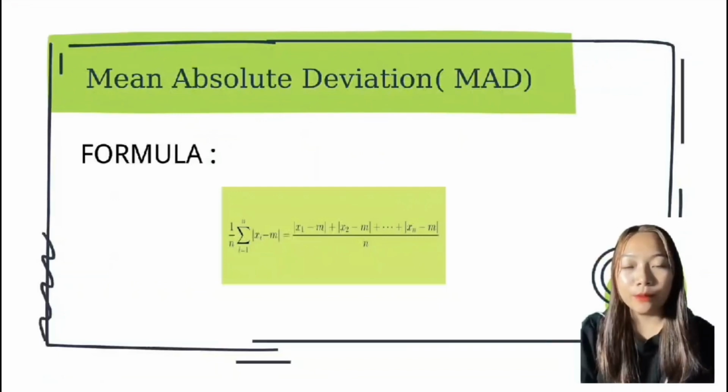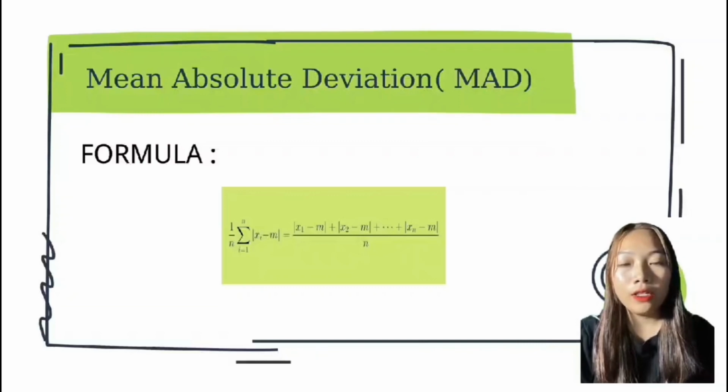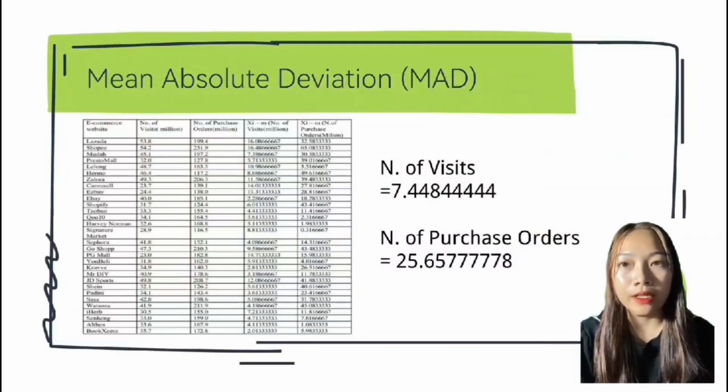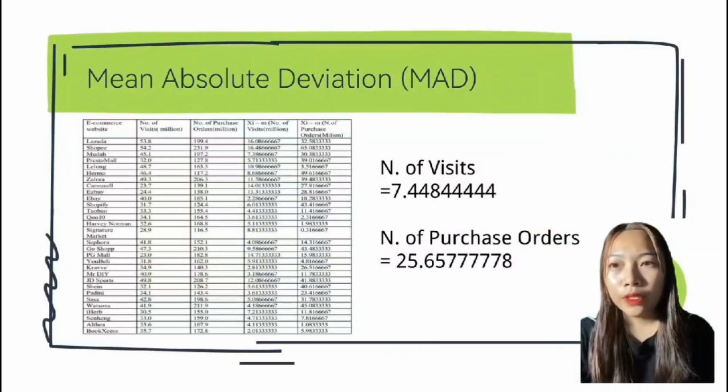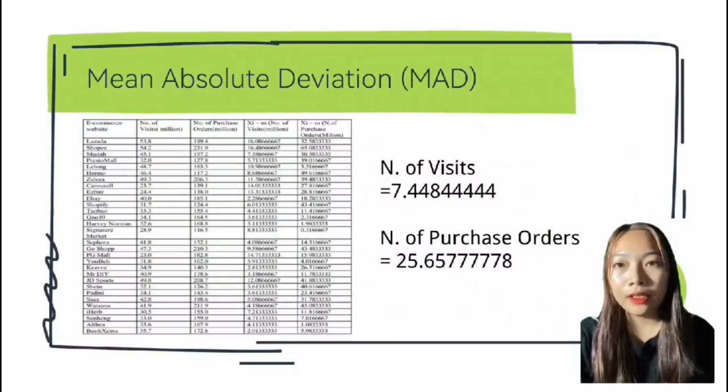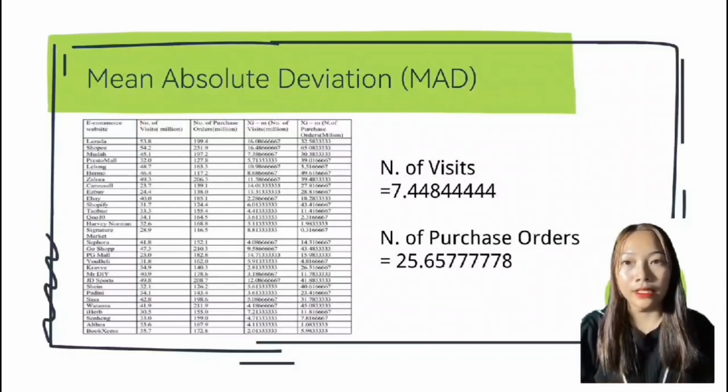Secondly is the mean absolute deviation, or MAD. How to calculate MAD is by following the formula given. The first step to calculate MAD is to find the mean. After that, all the data of visit and purchase one by one need to be subtracted by the mean. And after that, the total will be divided by 30 to get the final answer.